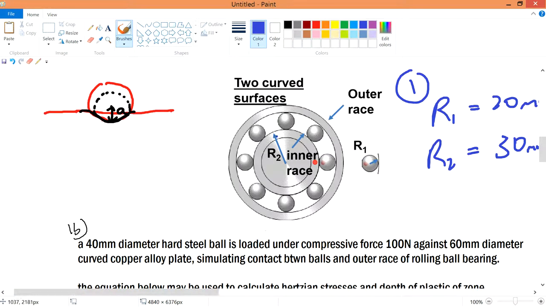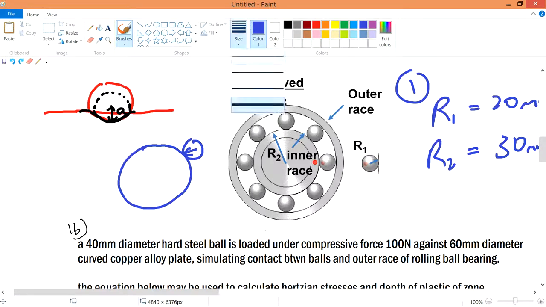Alright, so R2 minus R1. Oh yeah, I know what I mean already. For example, R2 is this one. The ball bearing over here is R1, but it is impressing onto the surface of the copper. So this impression will cause the change in the radius. You see? So they will cause this change of radius.